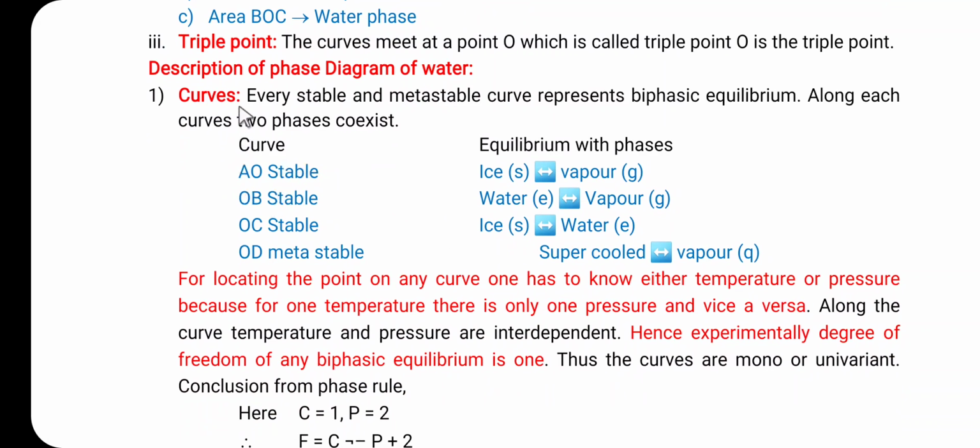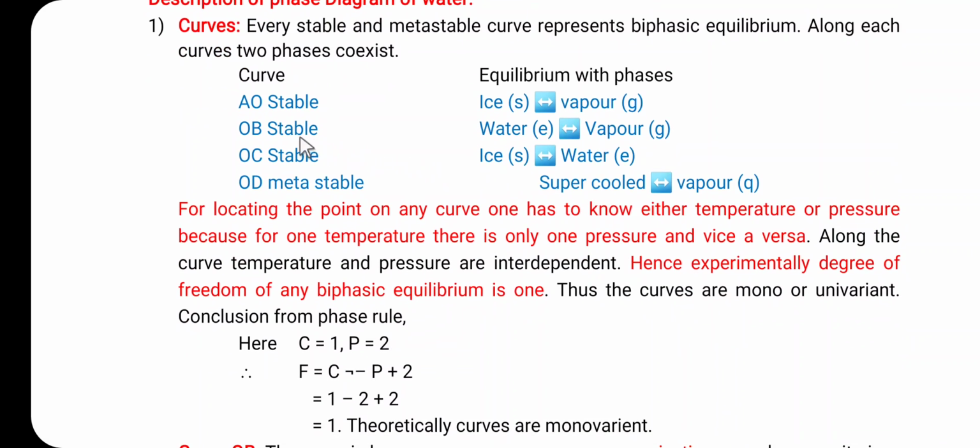So first, let us discuss the curves. Every stable and metastable curve represents a biphasic equilibrium. That means two phases are in equilibrium. The first one is the curve AO, the stable curve. There is an equilibrium between the ice and water vapor. Then OB, a stable curve, there is an equilibrium between the water and the water vapor, that is a gas. Then the OC curve, here there is equilibrium between the ice and water.